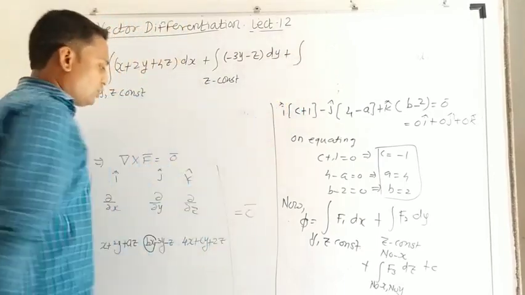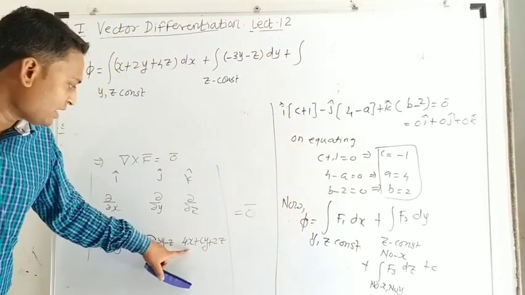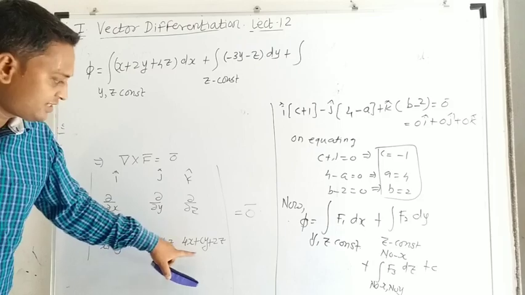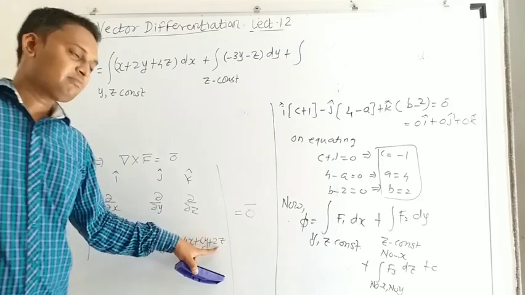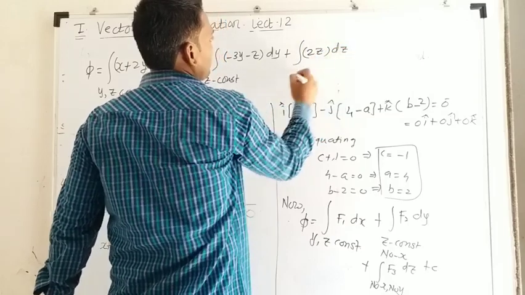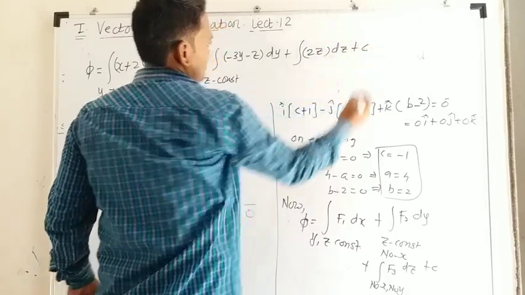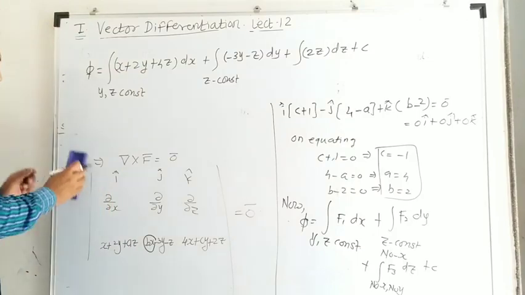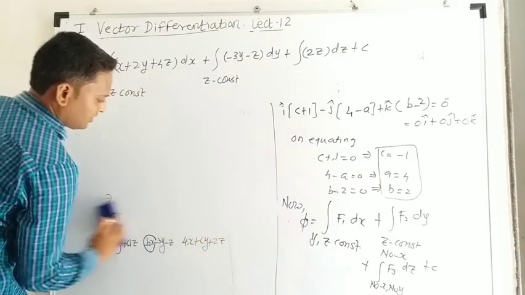Plus integration, no x, no y, term free of x and y of f3. This term contains x, this term contains y. Only this term doesn't contain x and y, so that term we'll take for integration with respect to z, plus constant. Okay, now let us complete the integration. We'll get our required scalar potential.